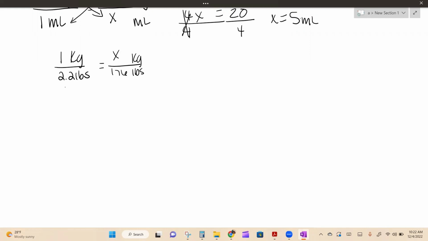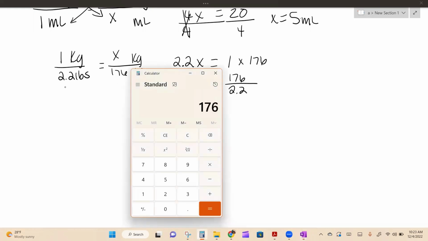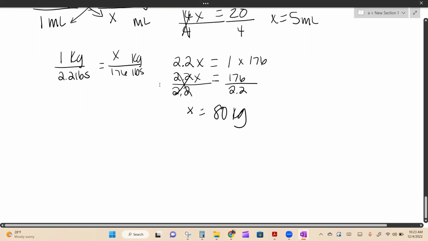So we're going to do 2.2x is equal to 1 times 176. So 1 times 176 is 176. Then we will just rewrite this. We want to get x alone, so we need to get rid of that 2.2 by dividing by it. Now we have x alone, and of course we have to do that on the other side. So 176 divided by 2.2 is 80. So the patient weighs 80 kilograms.